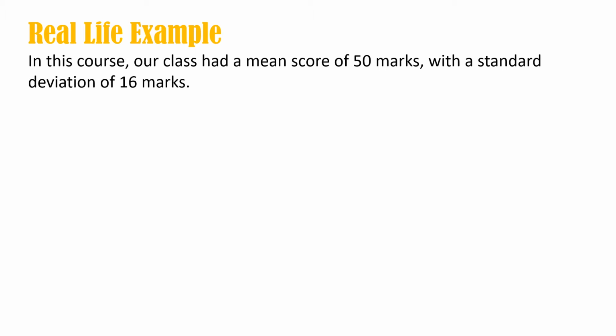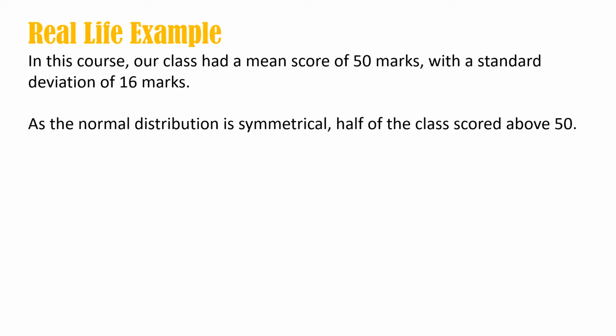So let's look at a real life example, our results. So nicely, our class had a normal distribution of marks. We had a mean of 50 and we had a standard deviation of 16 marks. All right, so when we're talking about standard deviation, it's always in relationship to whatever our original data was. If we're looking at, let's say, heights of people in centimeters, our standard deviation would be in centimeters. If we're looking at time in minutes, then our standard deviation would also be measured in minutes. So in this example, our real life example, we had a standard deviation of 16 marks.